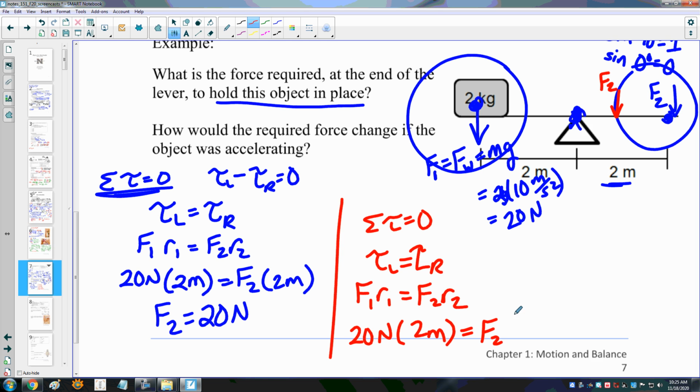Now F2, if this distance is 1 meter, I want to know what then is F2. Now because I've made the moment arm shorter, I now need a bigger force. So here my force is going to be 40 newtons. Before it was 20 newtons to balance this, and now it's 40 newtons. Twice as big because I've halved the length of the moment arm. We'll see some more applications of torques when we get into levers.